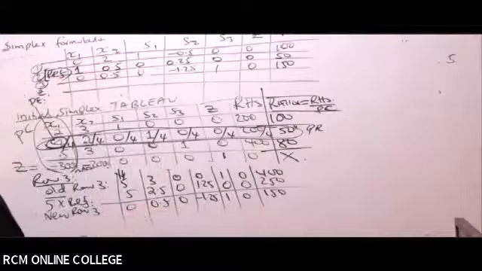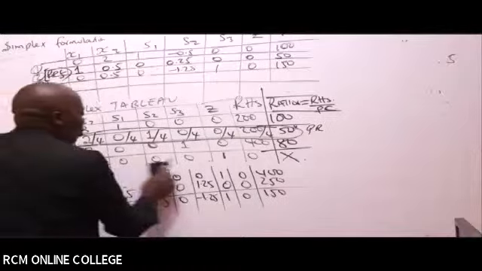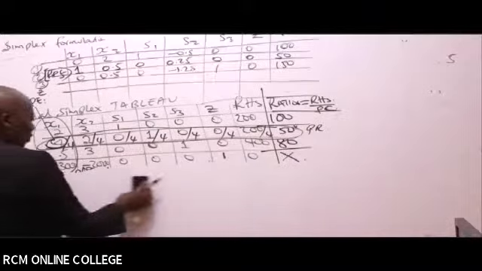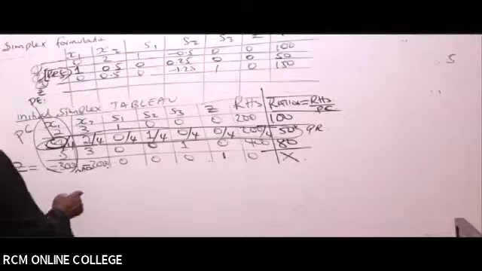And then now we go to the last Z row. So now we are working on the last row. We are so privileged. So this last row, what do we have here, ladies and gentlemen?